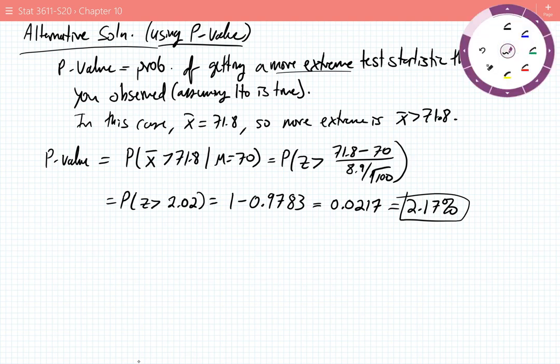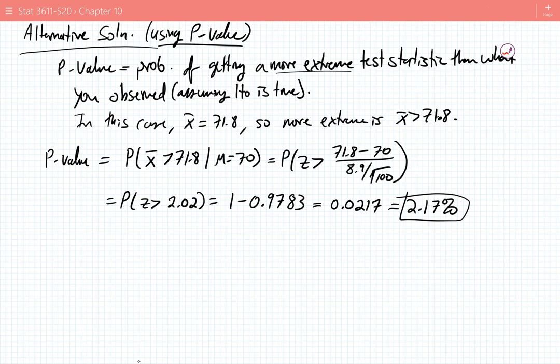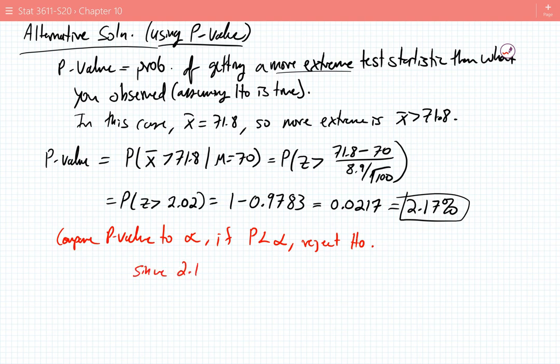What we do is we compare the p-value to the predetermined level of significance, alpha. If p is less than alpha, we reject the null hypothesis. Okay? And in this case, alpha was 5%. So since 2.17% is less than alpha, 5%, our significance level, then we would still reject the null hypothesis.